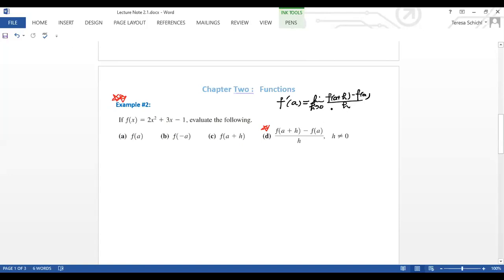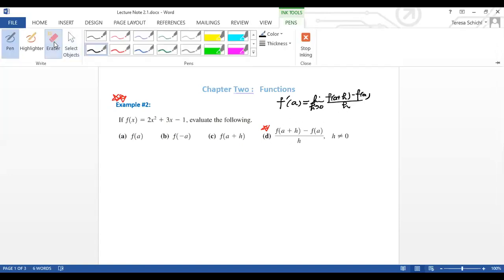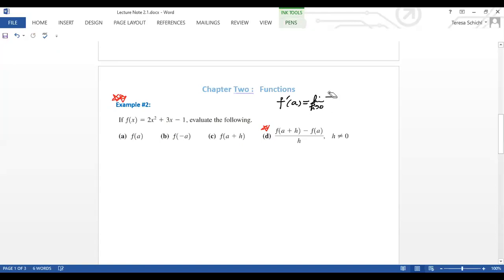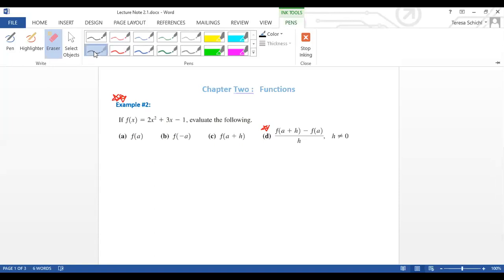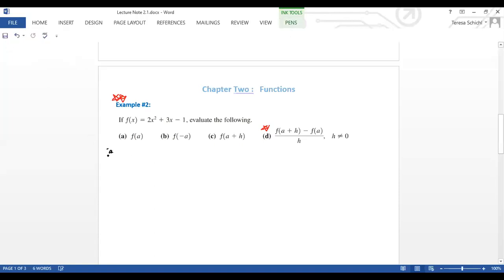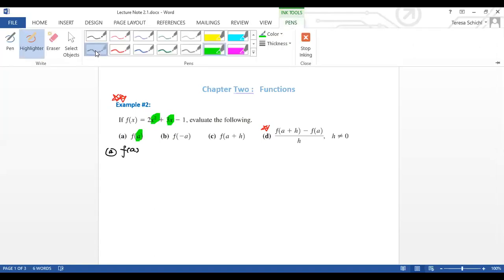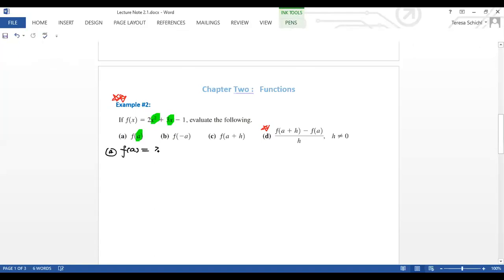See here, right? These terms are part of that. That's why I put it here to let us practice. We need to be good at it so we can be ready when we go to calculus. Okay, so now let's take a look at f of a. What does that mean? That means every x you need to replace with a, right? So this will be 2a squared plus 3a minus 1.